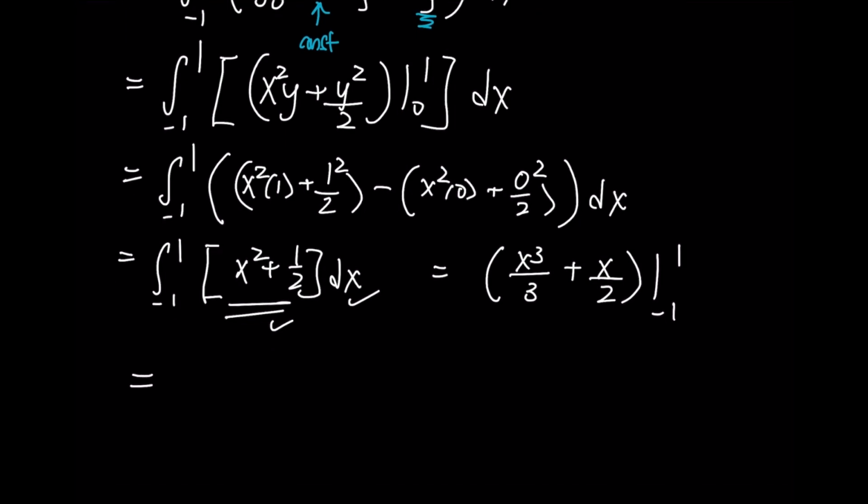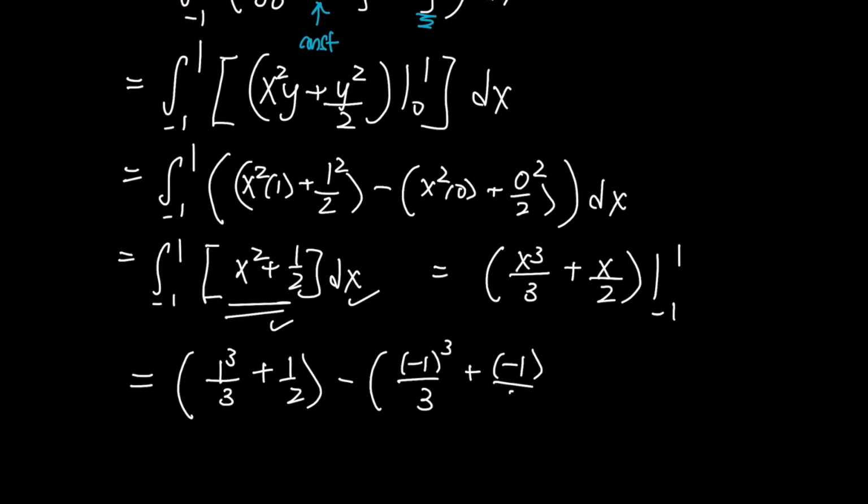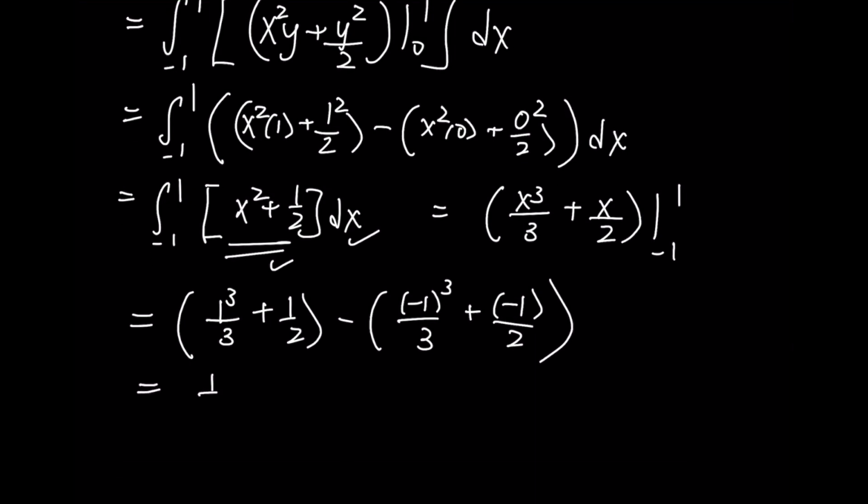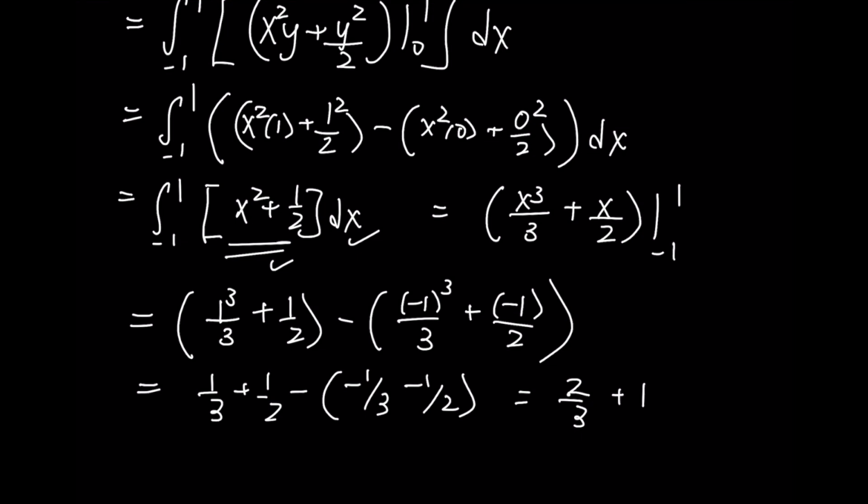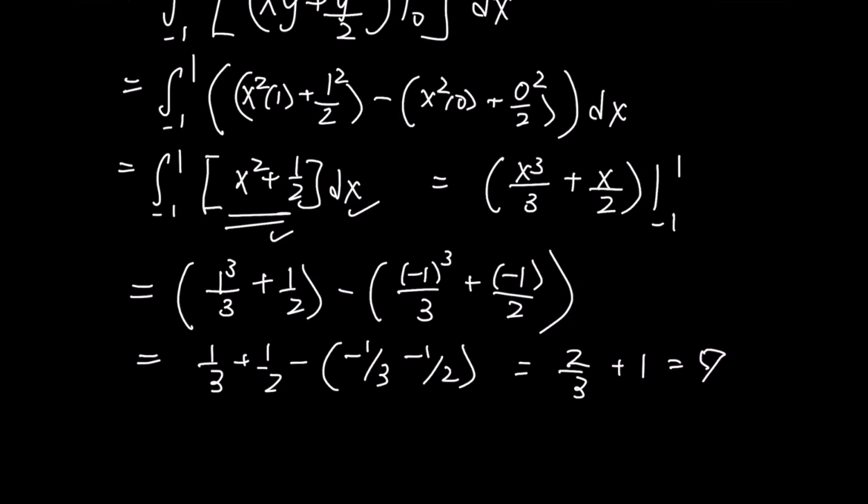1. So this is going to give us 1 cubed over 3 plus 1 over 2, subtract -1 cubed over 3 plus -1 over 2. So I'll get 1/3 plus a half, subtract -1/3 minus a half. This will give me 2/3 plus 1, which is 5/3.